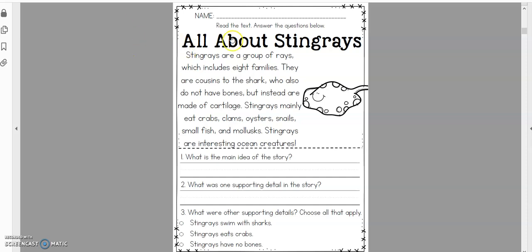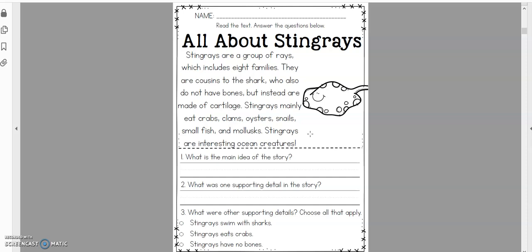Now we're back to our passage all about stingrays. This is the same one that we read yesterday to talk about the main idea. I'm going to read it again to you so that it is fresh in our minds and we can figure out what some supporting or key details are in this passage. Stingrays are a group of rays which include 8 animals. They are cousins to the shark, who also do not have bones, but instead are made of cartilage. Stingrays mainly eat crabs, clams, oysters, snails, small fish, and mollusks. Stingrays are interesting ocean creatures.